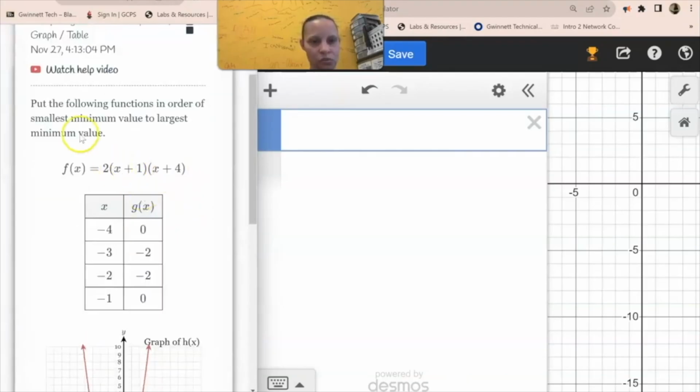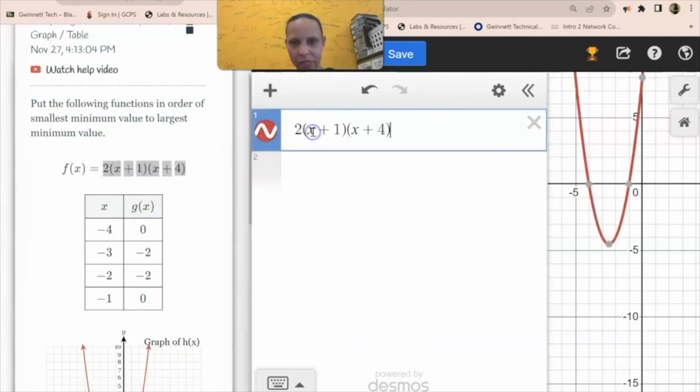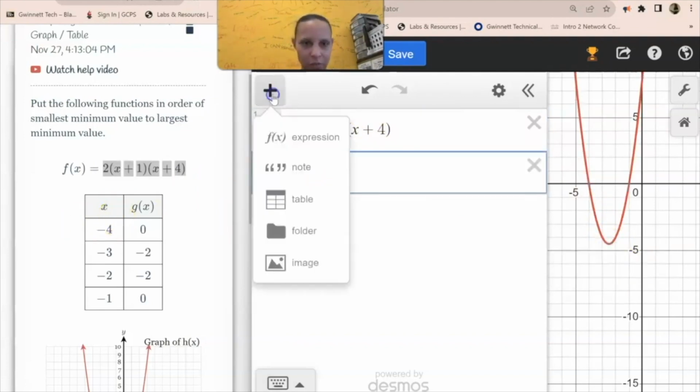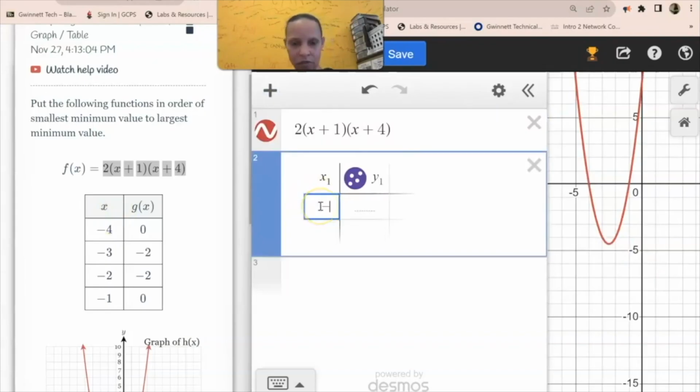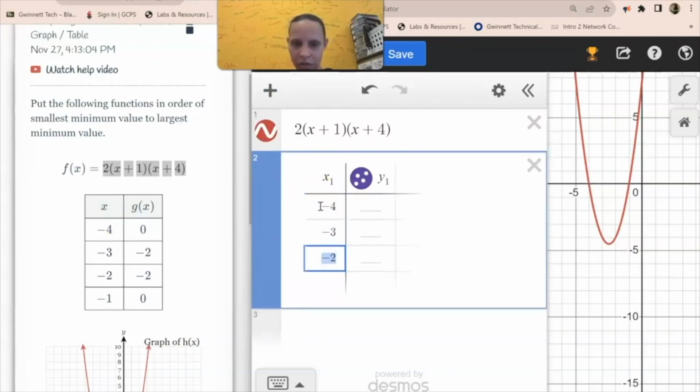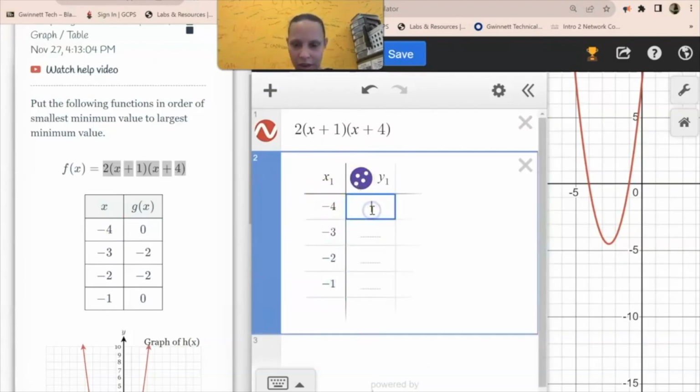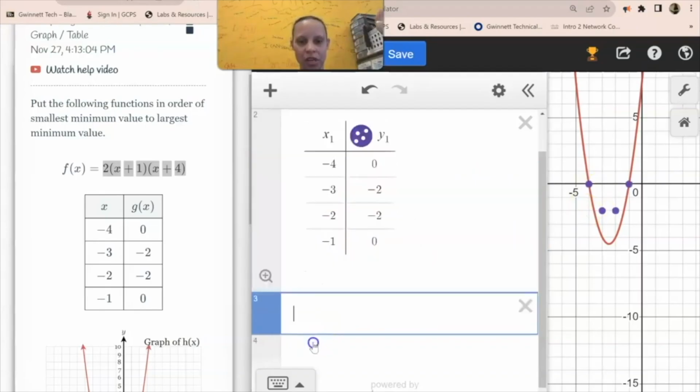Okay, so we're going to compare this, put this in order from smallest minimum to largest minimum. So take this. This is f of x, put it in here. That's f of x, right? So you can already see the minimum is -4.5. We need a table, so we're going to come here, make a table. All right, so I have -4, -3, -2, -1. Then here I have 0, -2, -2 again, 0. And again, from a table, it's probably faster to do it forwards, but again, like I said, I am going to show you.